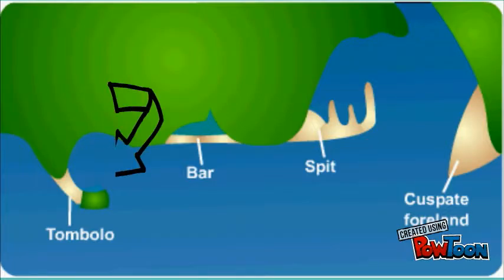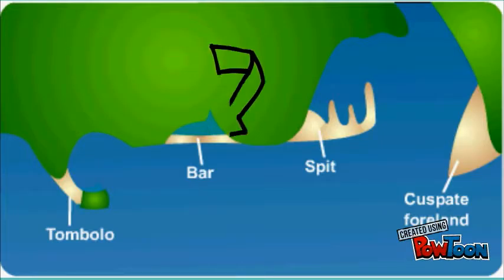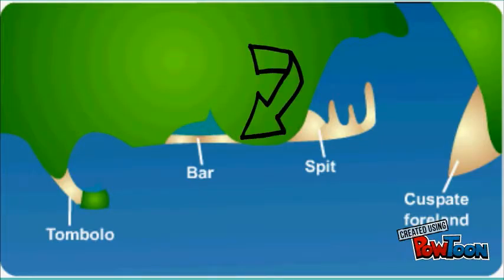A tombolo is a spit which connects an island to the mainland. An example of a tombolo in Ireland is Howth in County Dublin. A bar forms when a spit extends across a bay, cutting it off from the ocean. The water behind the spit is known as a lagoon, and it is comprised of salt water. An example of a bar in Ireland is Lough Ine down in Skibbereen.